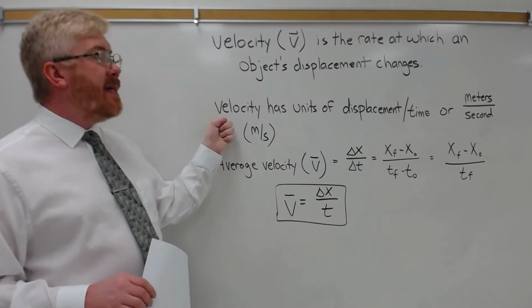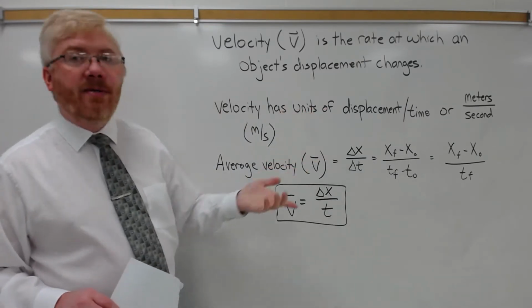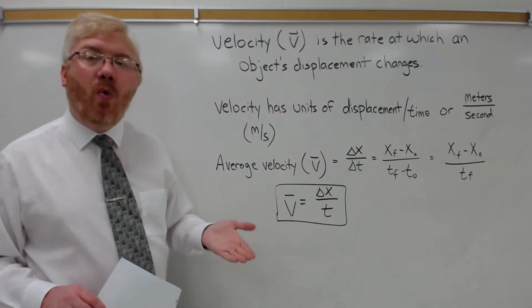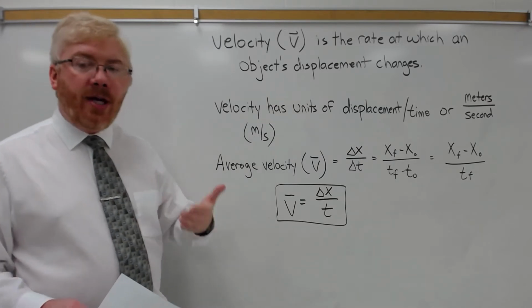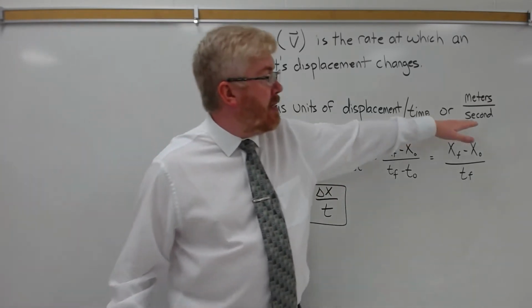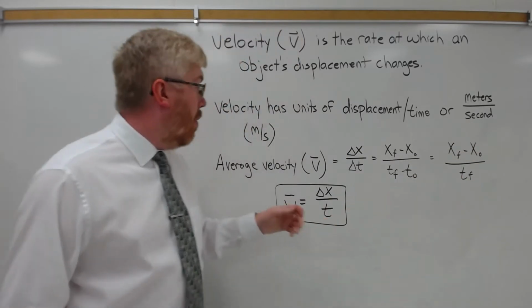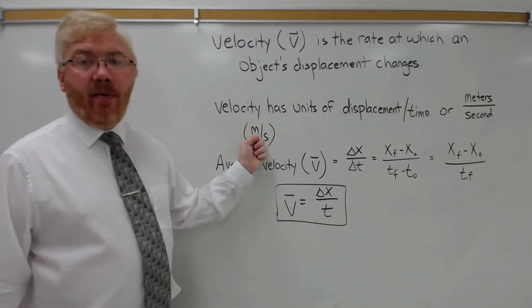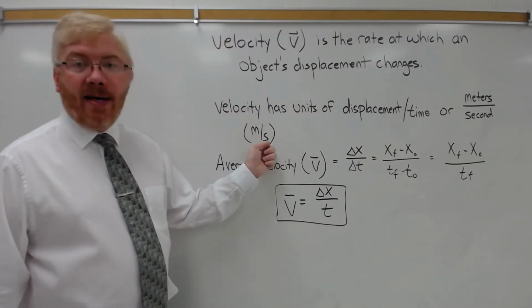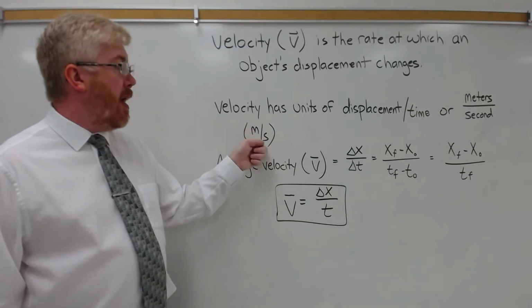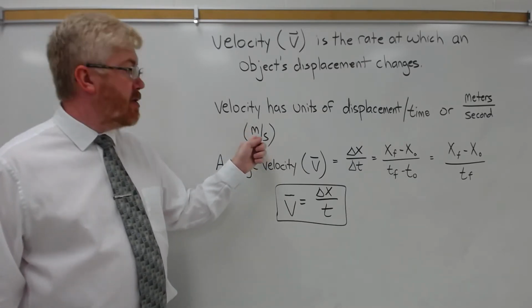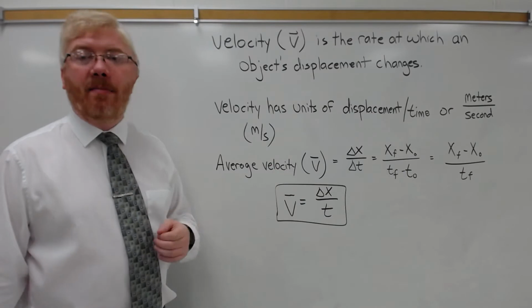Now, velocity has units of displacement over time. How quickly that change occurs. So in SI units, that's meters per second, or meters is often abbreviated with a small m, seconds with a small s, a lowercase s, so m over s means meters per second. So you see this a lot when talking about velocities.